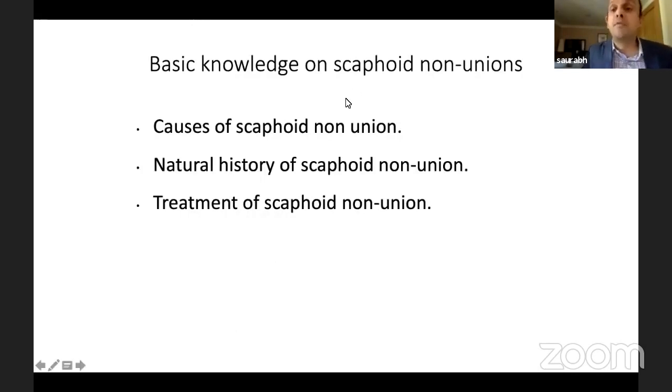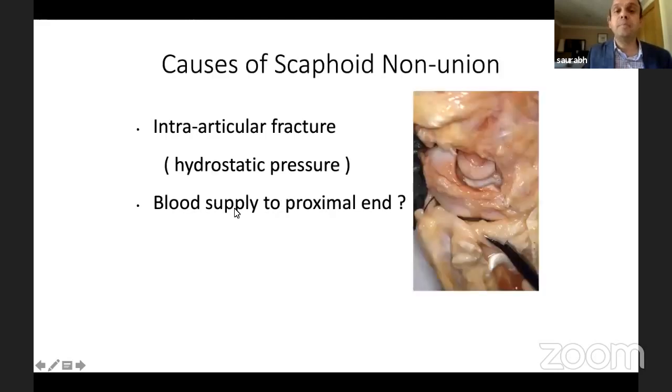Then let's go into scaphoid non-unions in a bit more detail. So what are the causes? Natural history. If I leave a scaphoid non-union, a patient doesn't come to me, what will happen in 5 years, 10 years, 15 years? How do they progress? And then how do we treat them? Causes, two main things. Of course, smoking matters, patient compliance matters, delayed presentation matters. All those things are very important.